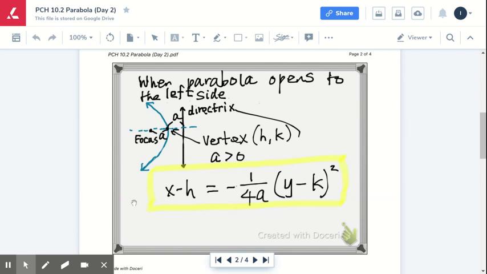So for this kind of parabola, the equation is, again, x is equal to y squared form: x minus h is equal to negative 1 over 4a. The coefficient of the y squared is negative. Since a is always positive, we put a negative sign here, times y minus k squared.